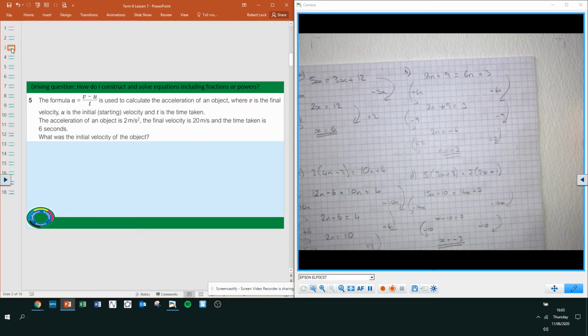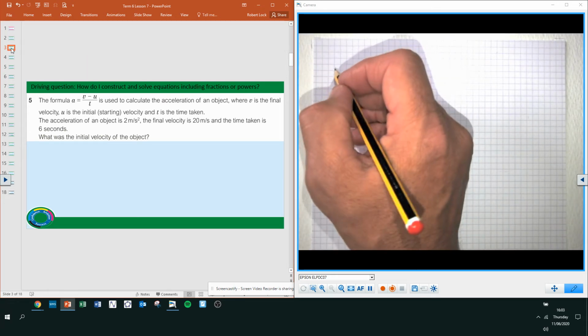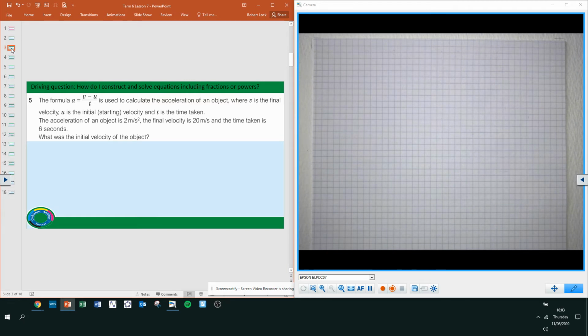Question 5. The formula A equals V minus U divided by T is used to calculate the acceleration of an object where V is the final velocity, U is the initial velocity at starting, and T is the time taken. The acceleration of an object is 2 meters per second per second. The final velocity is 20 meters per second, and the time taken is 6 seconds. What was the initial velocity of the object? Pause the video, work it out, press play when you're ready.